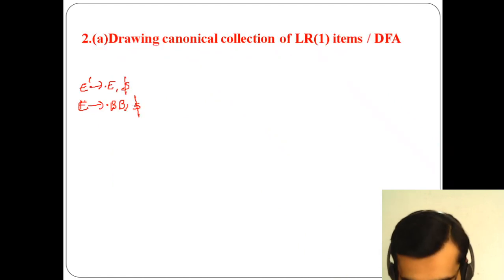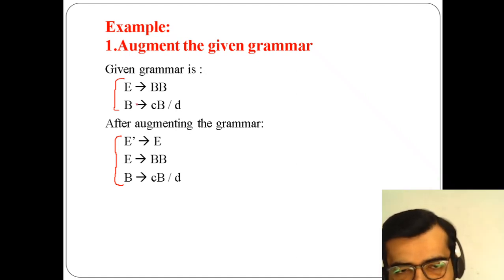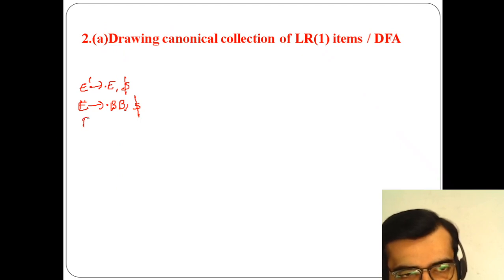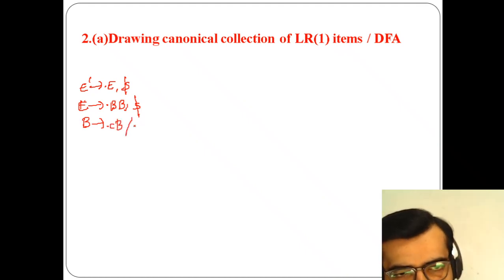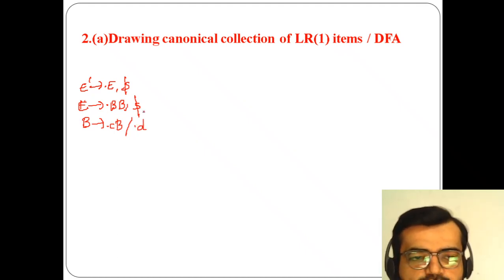B of CB. What is the third production? B of CB or D. So I'm using here B of dot small c capital B or dot D. Now here, what can be the look ahead? See here, if you go with this third production, you need to refer to the second production, as the first B is used for opening. So here the first B has been opened, and after dot again B is there.